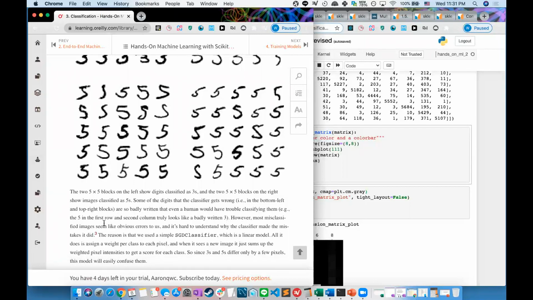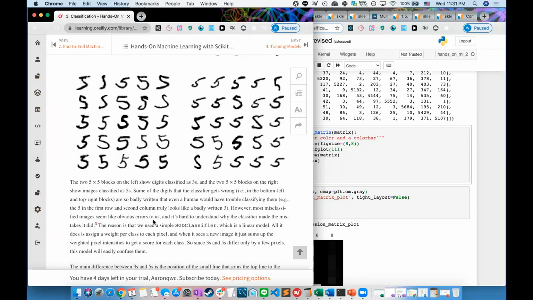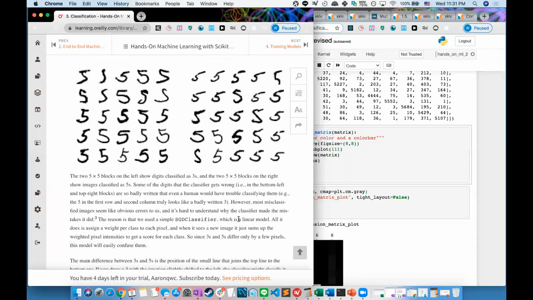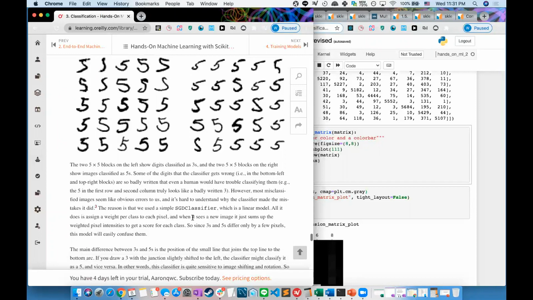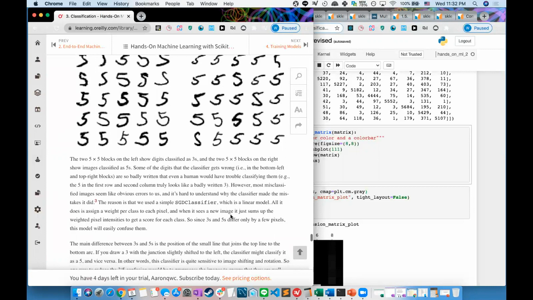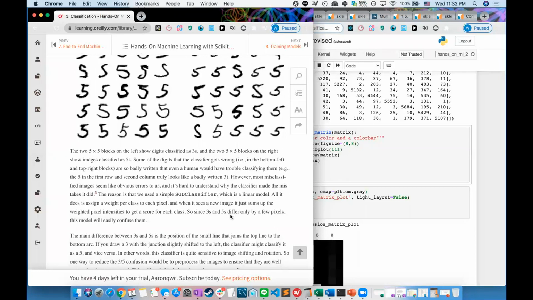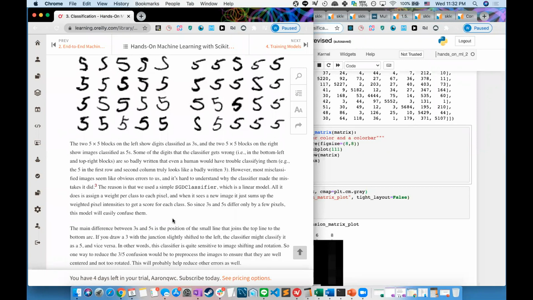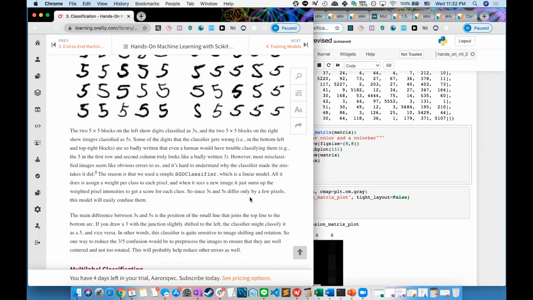However, the most misclassified images seem like obvious errors to us, but it's hard to understand why the classifier made the mistake it did. The reason is that we used a simple SGD classifier, which is a linear model. All it does is assign a weight per class to each pixel. When it sees a new image, it just sums up the weighted pixel intensities to get a score for each class. So since 3s and 5s differ only by a few pixels, this model easily confused them.